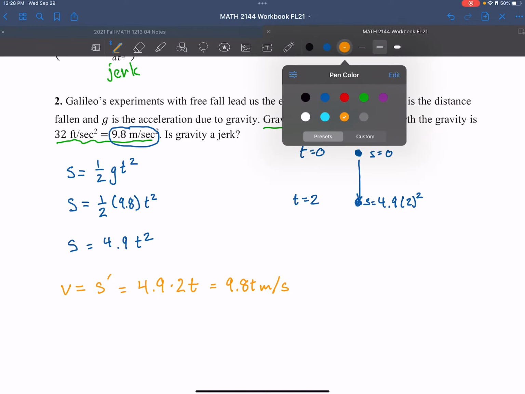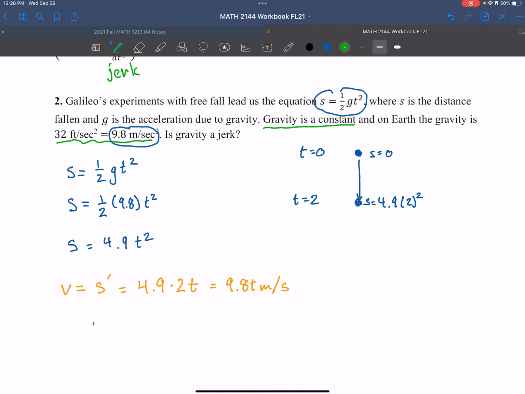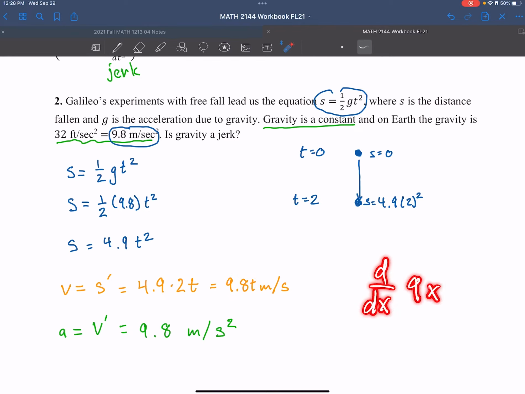Then let's go ahead and take the derivative of the velocity. What does that give me again? It gives me the acceleration. So the acceleration is the derivative of the velocity, which is going to be 9.8 meters per second squared. Again, remember the derivative of a constant times t. If we were to consider the derivative of, let's say, 9x, that's just 9. It's the same principle. We're just using t instead of x and 9.8 instead of 9.